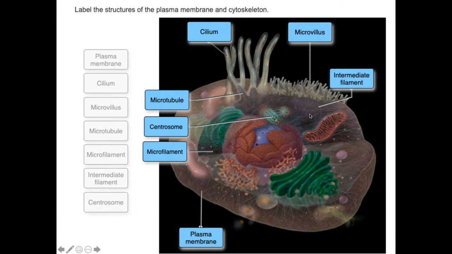And then in terms of different types of proteins, you have microtubules, which are pretty large proteins. Then you have intermediate filaments, which are medium-sized proteins. And then we have microfilaments that are much smaller proteins. But the intermediate filaments, microfilaments, and microtubules are all part of the cytoskeleton. They help to maintain the structure of the cell.